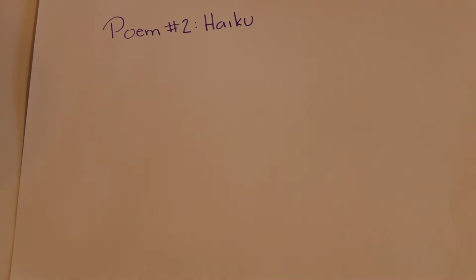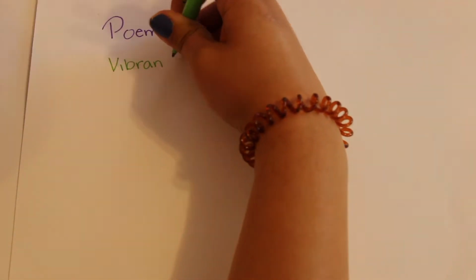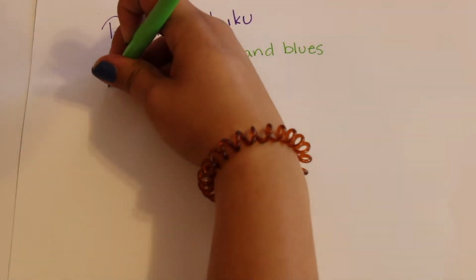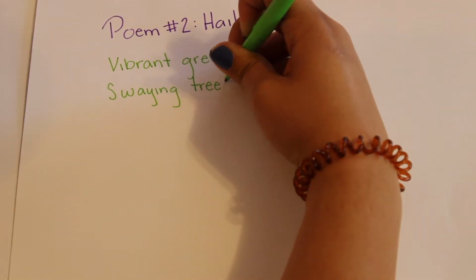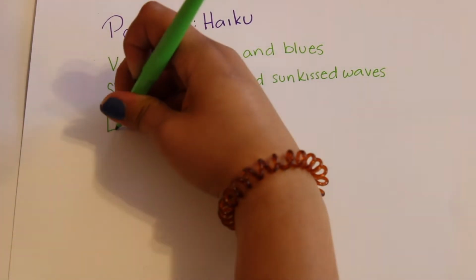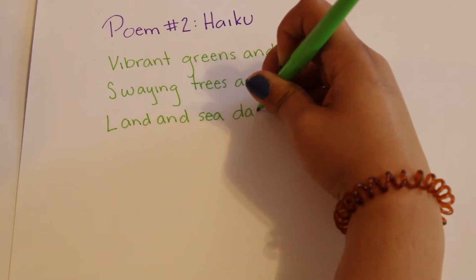For this one, I'm going to focus less on the broad topic of nature, and I'm going to narrow it down a little bit, and describe a scene in nature. What I want to describe is maybe some trees by a lake. So let's see how we do. For the first line, I chose to describe the colors I would see. Then my second line, I created some movement, and the third line, I used personification to really bring the scene to life. Altogether, it reads: vibrant greens and blues, swaying trees and sun-kissed waves, land and sea dancing.